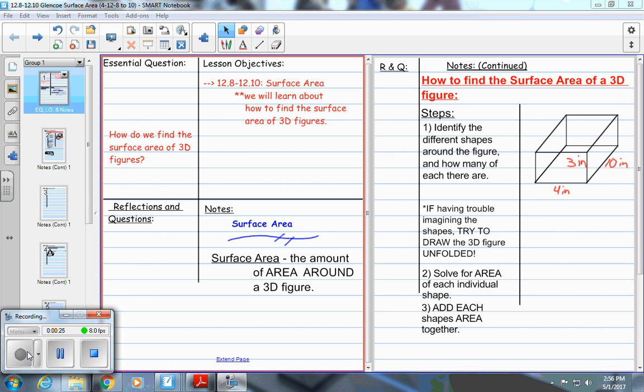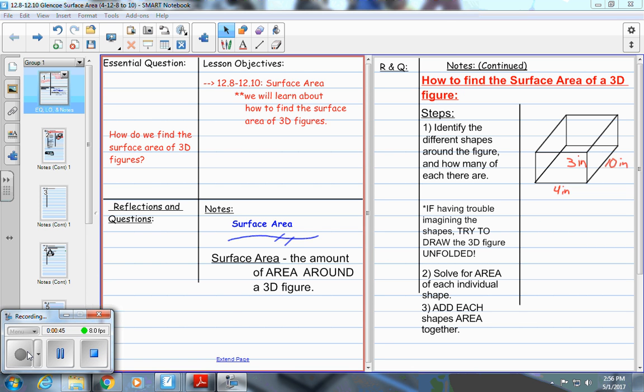Okay, welcome back. This lesson is going to cover 12.8 through 12.10 in our textbook, and all three of those lessons are focused on surface area of a variety of three-dimensional figures. Our essential question today is, how do we find the surface area of 3D figures? And if you didn't know, surface area is the amount of area around a 3D figure.